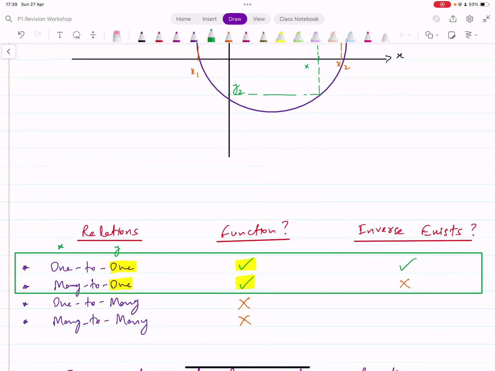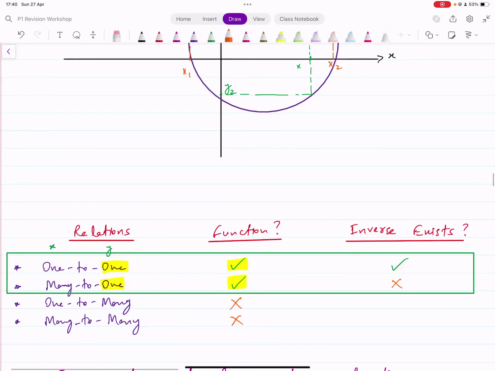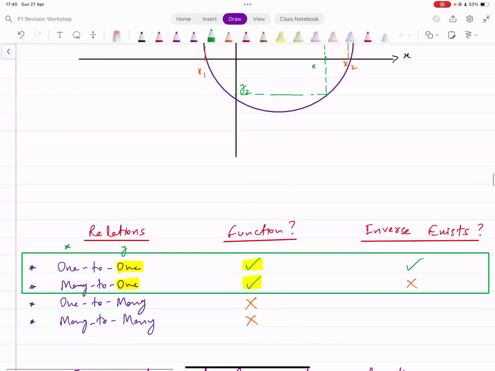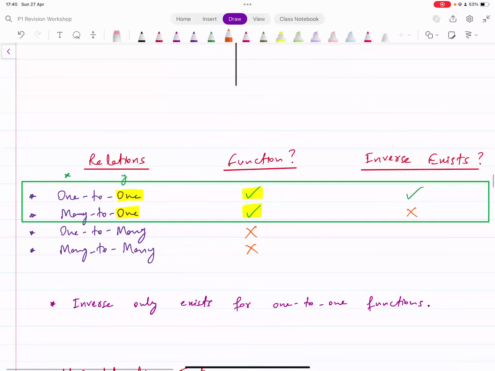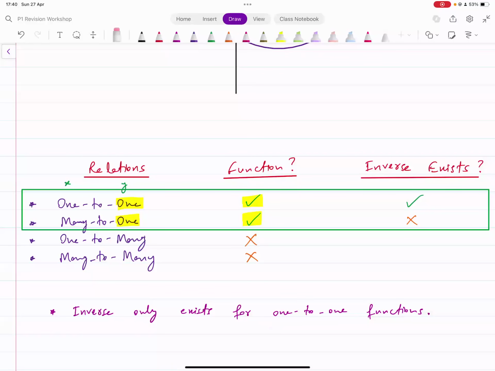So for a relation to be a function, the condition is there should only be one output. It could be one-to-one or many-to-one. You cannot have multiple outputs. And out of these functions, only one-to-one functions have an inverse. Many-to-one functions do not have an inverse, because when you invert a many-to-one function, it becomes one-to-many, and one-to-many is not a function. Inverse only exists for one-to-one functions. So you need to know about these relations for understanding inverse functions.